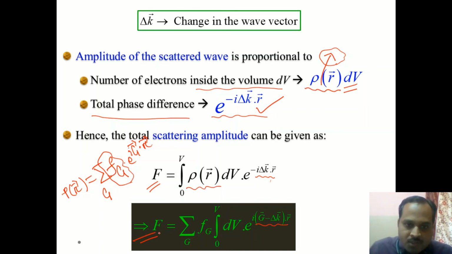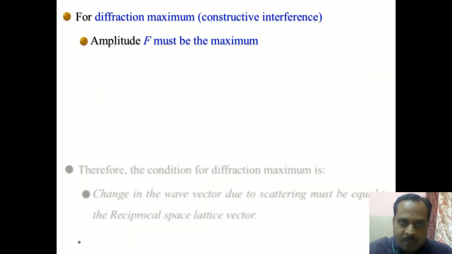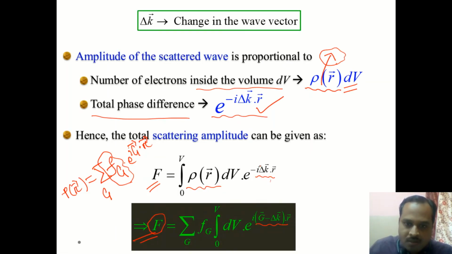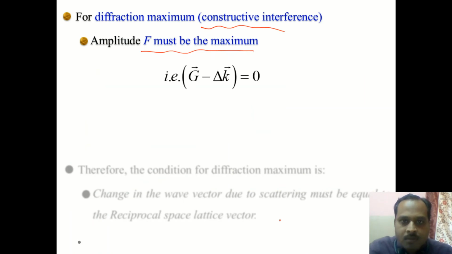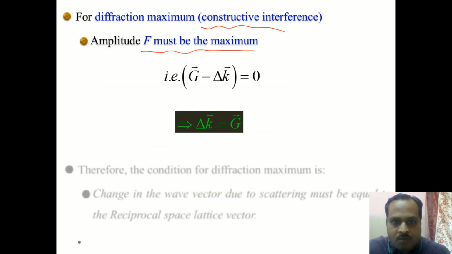Now this scattering amplitude has to be maximum where the diffraction maximum will take place. Maximum means the amplitude has to be maximum, because the square of the amplitude is the intensity. So wherever this diffraction maximum will take place, corresponding to the constructive interference, the amplitude f must be the maximum. And from this relation, this is possible only when this quantity is 1, so that G is equal to del k, or G minus del k is equal to 0.